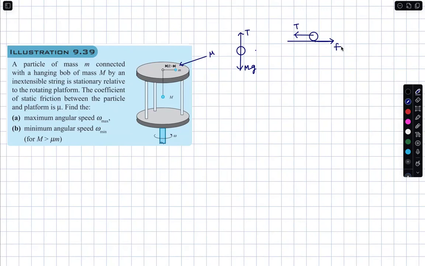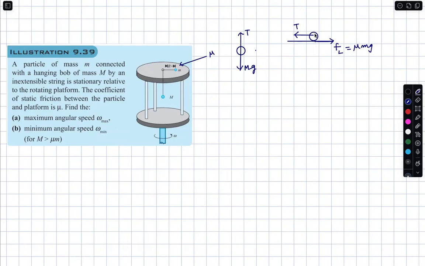But the problem is, what is the maximum value of frictional force? The limiting value is simply mu mg. Even if the tension is mg, mg is still greater than mu mg. What happens? It slides down. So to avoid sliding, what is required?